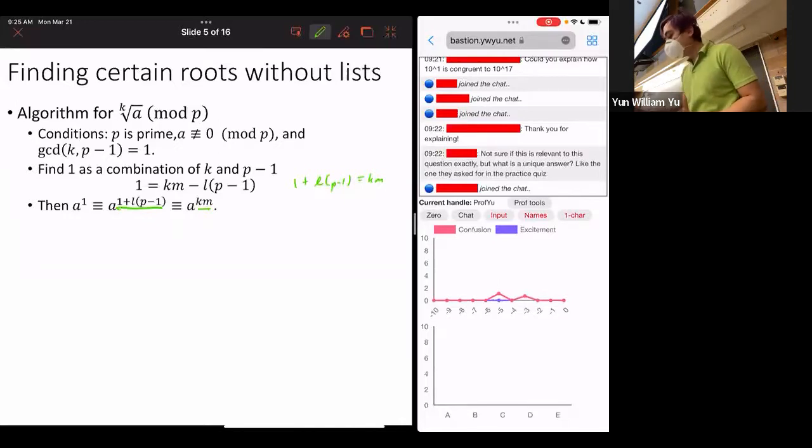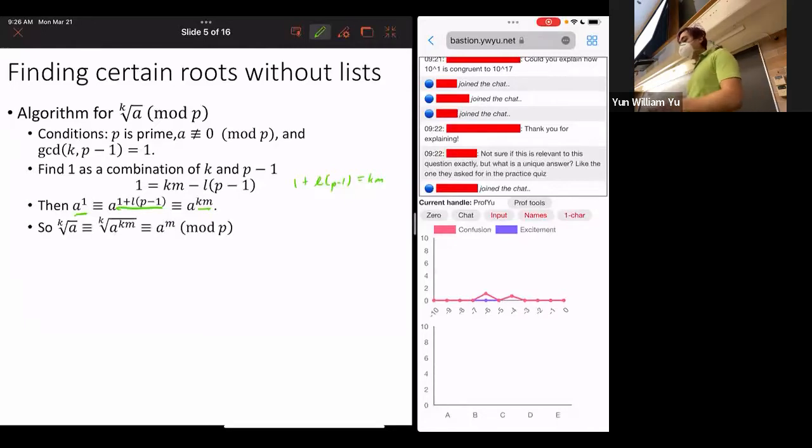And we also know that this is also equal because you can use Fermat's little theorem and add a multiple of p minus 1 to your power, and you get the same answer. So what we're doing is we're just jumping ahead. Instead of going a to the 1, a to the 1 plus p minus 1, a to the 1 plus 2 times p minus 1, a to the 1 plus 3 times p minus 1, and so on, you're just jumping ahead all the way to 1 plus L times p minus 1. And you're jumping ahead to the one which is a multiple of k. That's exactly what we're doing here with the reverse Euclidean algorithm.